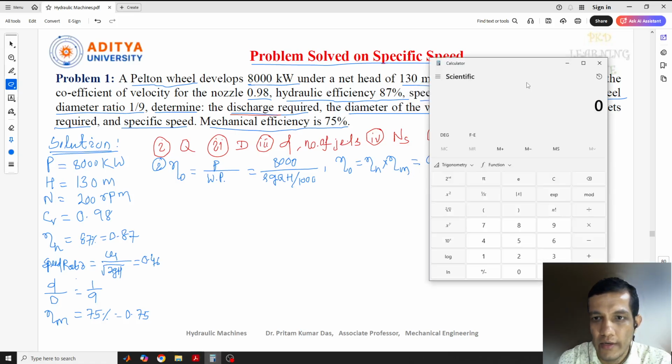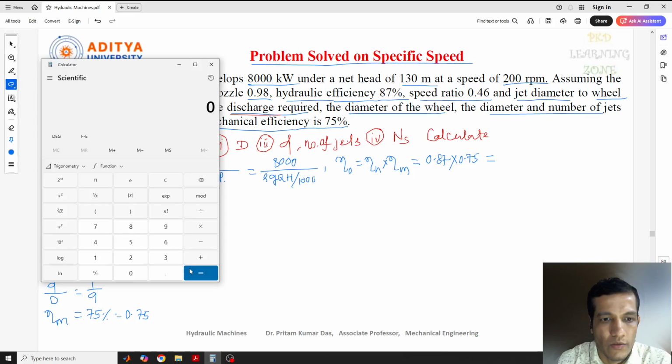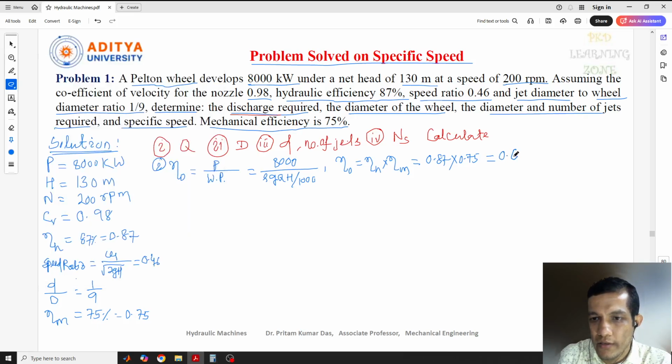Overall efficiency equals hydraulic efficiency, 0.87, times mechanical efficiency, 0.75. Let me calculate: 0.87 multiplied by 0.75 is 0.6525. Okay, this is the value of overall efficiency.